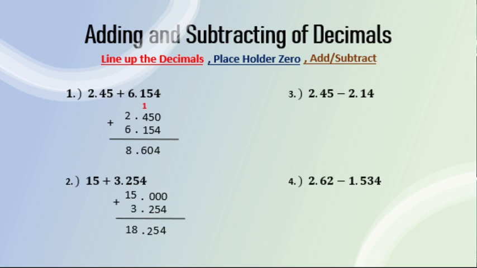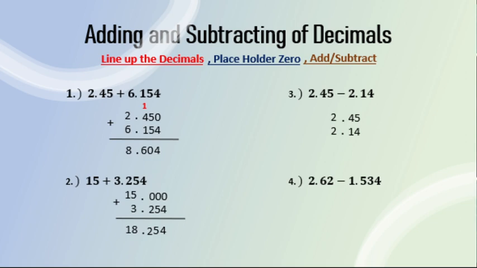Let us go now with number 3. We have 2 and 45 hundredths minus 2 and 14 hundredths. Again, we need to write the given in vertical column. Make sure that we line up the decimals. We have 2 and 45 hundredths minus 2 and 14 hundredths. As you see, the decimals and the decimal points are lined up.